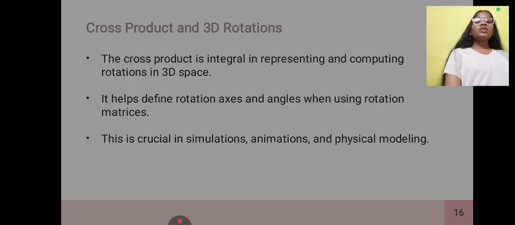Now let's know about cross product and 3D rotations. The cross product is integral in representing and computing rotations in 3D space. It helps define rotation axis and angles when using rotation matrices. This is crucial in simulations, animations and physical modeling.